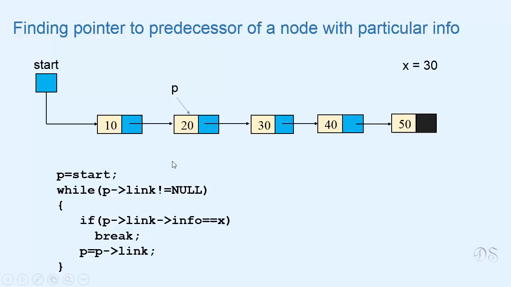So let's see how this loop works. Now initially p is start, p link is not null, so we check p link info. P link info is 20 and it is not equal to x, so break is not executed, p is moved forward. Now p link is not null, we check p link info. P link info is 30 and it is equal to x, so this break is executed and this loop is terminated. So we can see that when this loop terminates, p points to the node that is the predecessor of the node that contains value x.